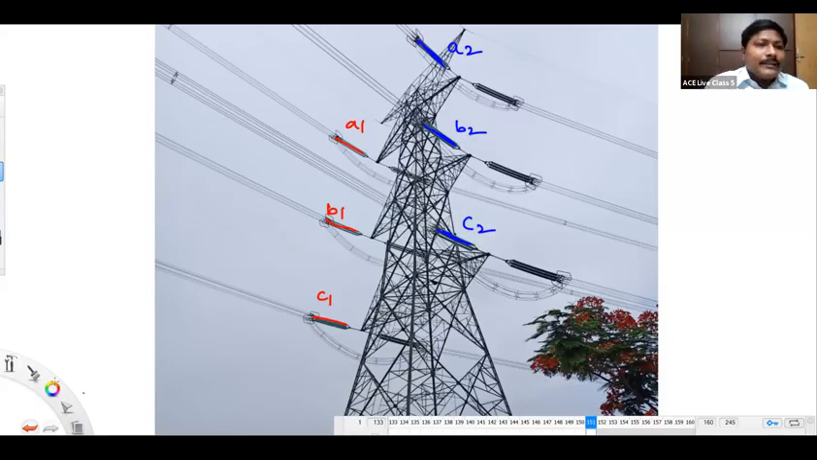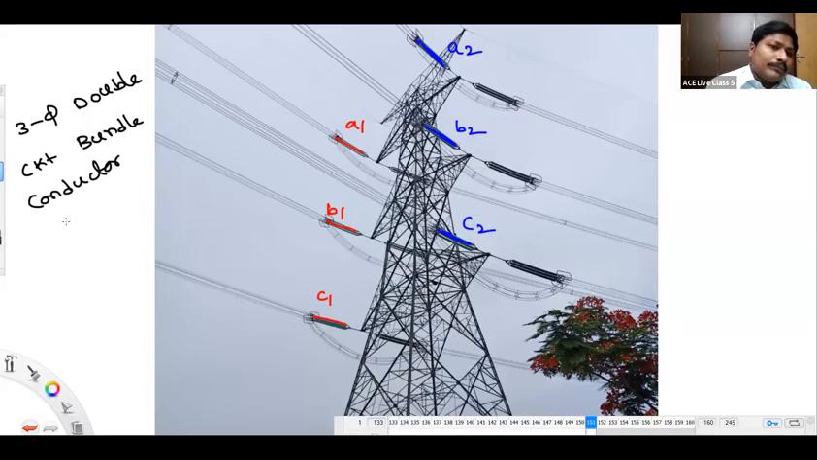So it's a three-phase double circuit bundle conductor system. I think all of you are getting this one. Yeah. Next. So let's continue.